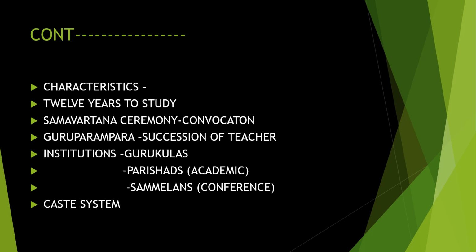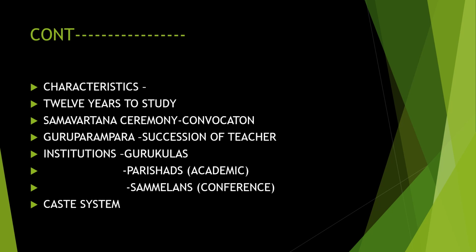Okay. Next is Guru Parampara. Guru Parampara means when the teacher is there, that teacher decides the main student should be the next successor as the teacher. So the succession of the teacher is known as Guru Parampara. Okay. Then institutions. What are the institutions at that time in the later Vedic age? That is Gurukulas. I told you earlier itself. The student has to live with the teacher, and the teacher considers the student as their own child, and like that they live there.